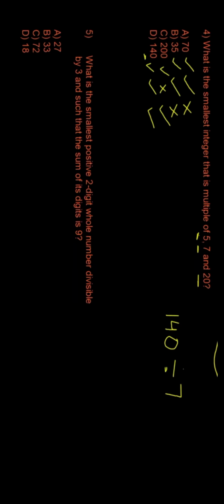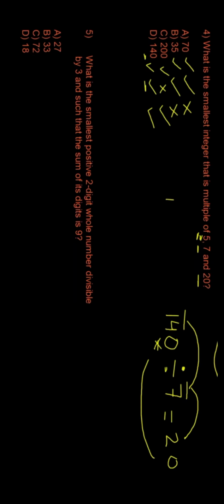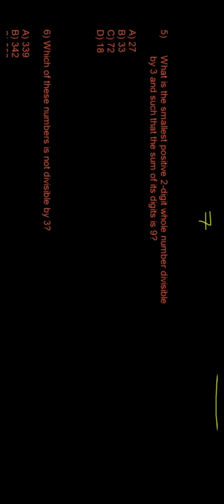140, right? 5 is straight away divisible, because it ends in a 0. For 7, I would ignore the 0 for a while and only do 14 divided by 7, which gives you a 2. We ignored the 0 initially, so we can bring it back, put it here. So yes, it is divisible by 7. Let's take a look at 20. Is it divisible by 20? The 0 and 0 cancel out. 14 divided by 2 is 7. So yes, it is divisible by 20. That's your answer, D. Next question.